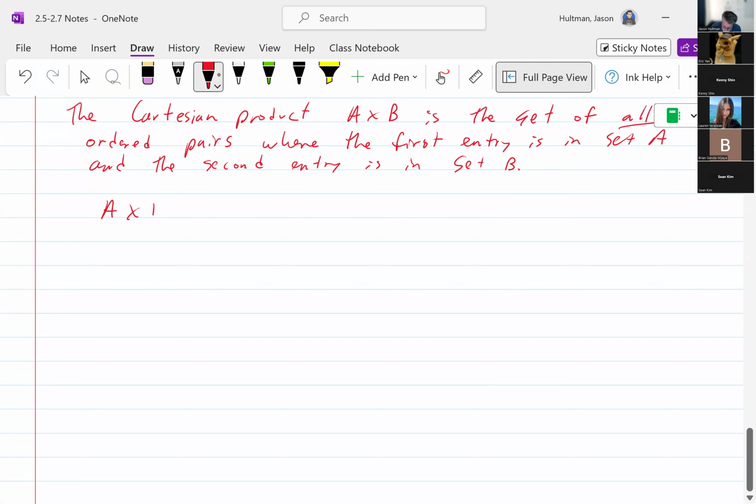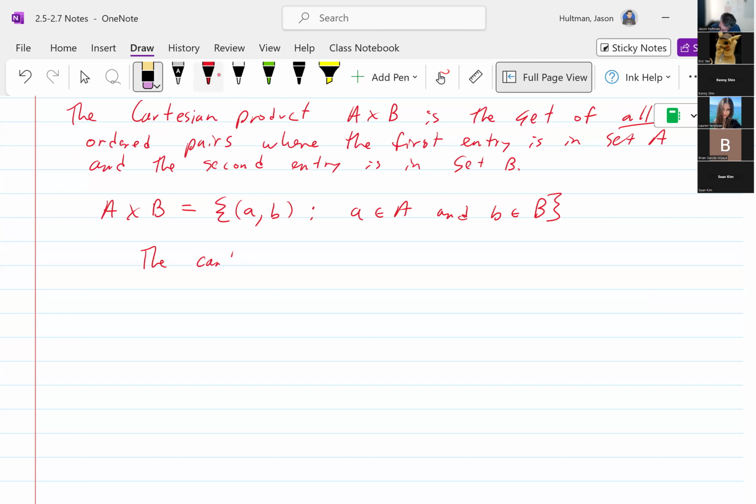So A cross B is equal to the set of ordered pairs (a, b) such that a is an element of set A and b, little b, is an element of set B. There we go. The cardinality, or how many elements, of A cross B is just the multiplication of the two sets. The cardinality of A cross B is equal to the cardinality of A times the cardinality of B.